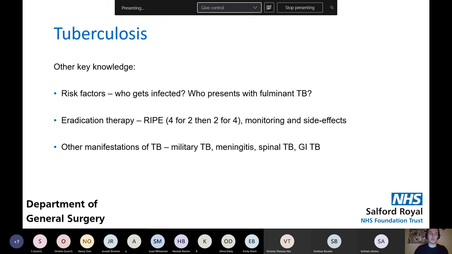In SBAs, look for a stem that suggests the kinds of patients. We talked about the risk factors for fulminant TB. Look for some suggestion of high-risk populations. So immigrant populations, immunosuppressed patients may have a respiratory history, and then they may have symptoms that suggest GI or spinal or meningitis.